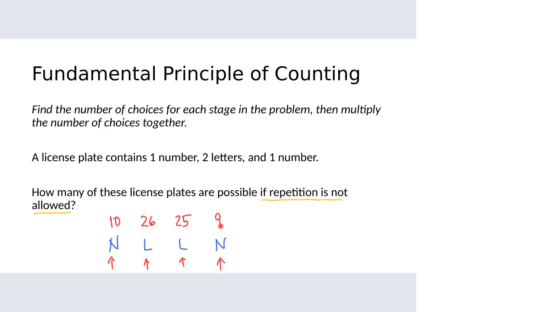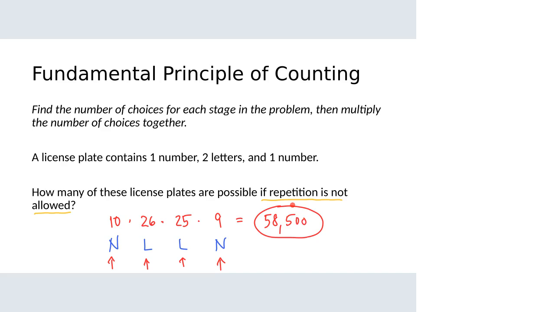And now I've found the number of choices for each stage in the problem. I'll multiply those together and figure out that there are 10 times 26 times 25 times 9. There are 58,500 license plates of this type if repetition is not allowed.